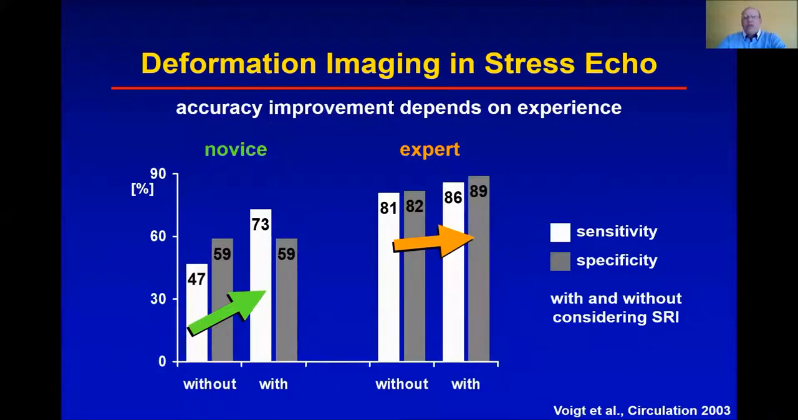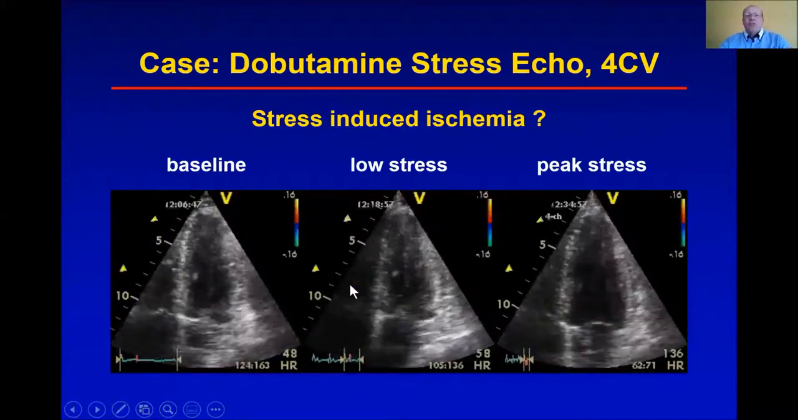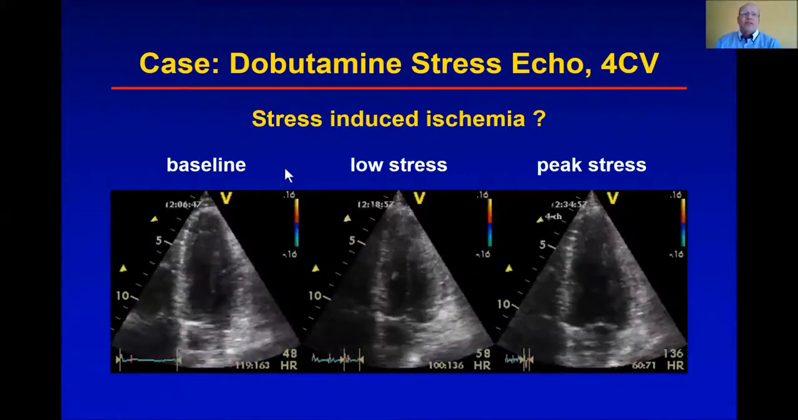Every now and then it will help you to make your decision, but who gains the most are the inexperienced young people. What you can see here on the left side is a novice reader who is more or less tossing a coin when making a report. This novice reader will improve his sensitivity without losing specificity by using this technique. And this is just a clinical example: baseline echo, low stress and peak stress.